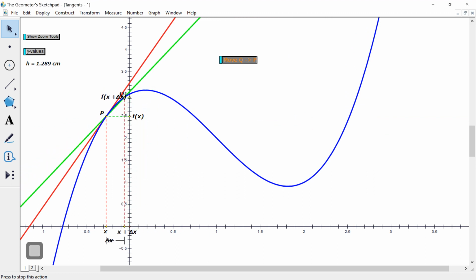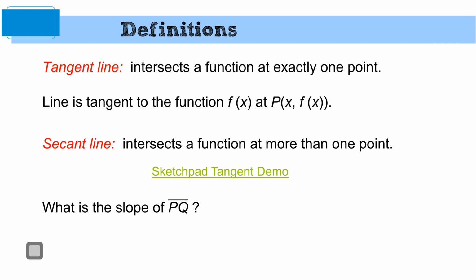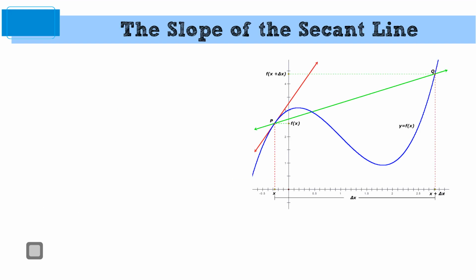Watch that green line. Delta x gets tiny, tiny, tiny, and bingo! It's 0. We get a tangent line. So we can turn the secant line into a tangent line if we make delta x go to 0, which we know as a limit. Let's look at the math then.